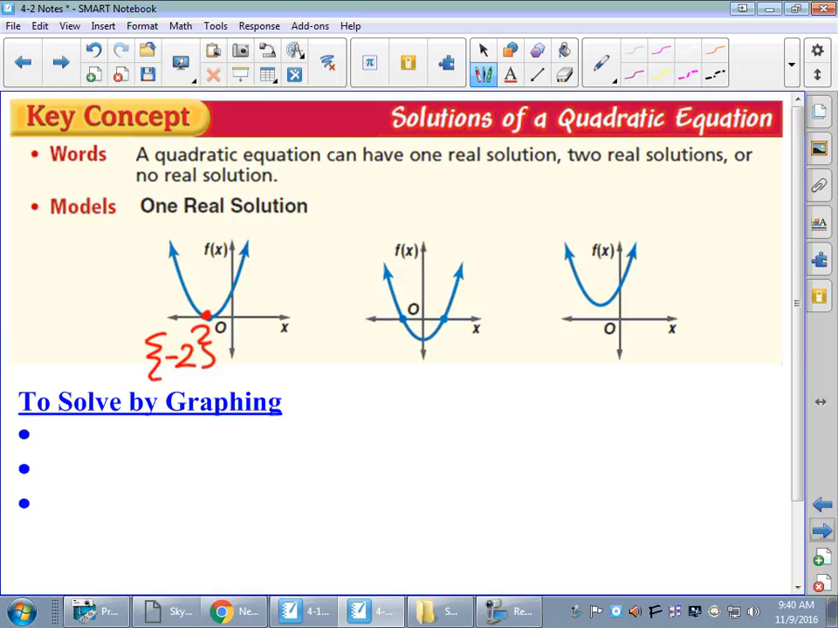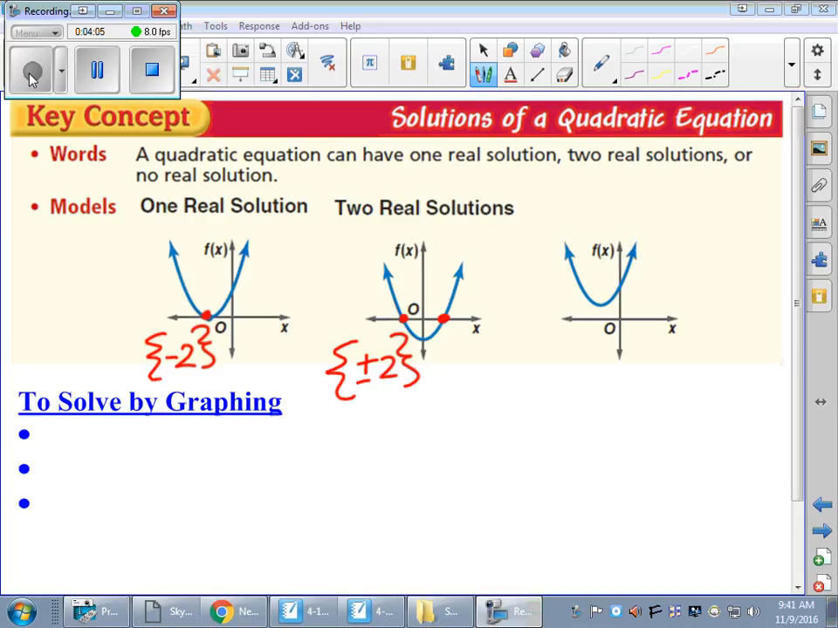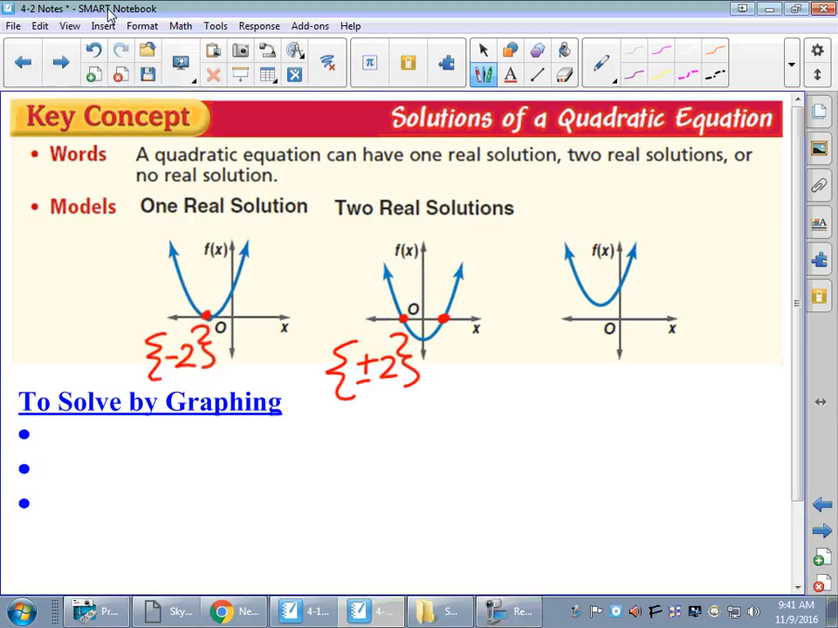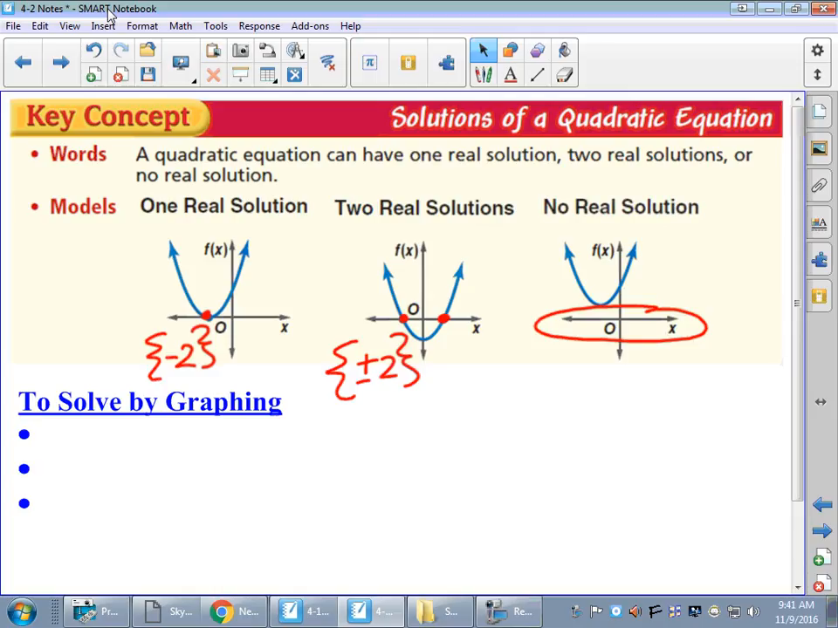In the second scenario, we have a graph where it's going across the x-axis twice. So it's hitting in 2 spots. So this has 2 real solutions, and the 2 real solutions are where it crosses the x-axis. So let's just say that it's crossing at +2 and -2. I don't really know the values, I'm just estimating. The third case here, you can see that the parabola does not touch the x-axis at all. And so therefore, this situation would be no real solutions.